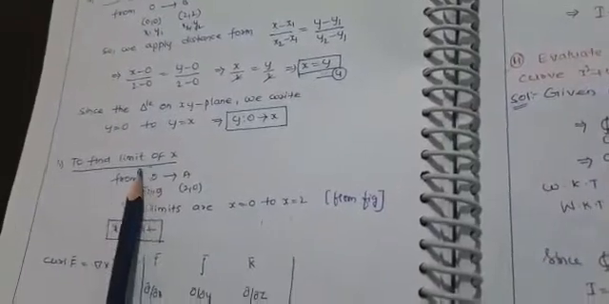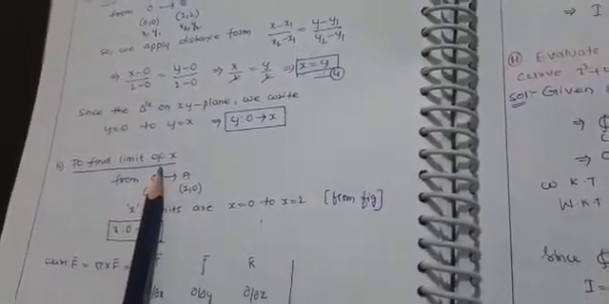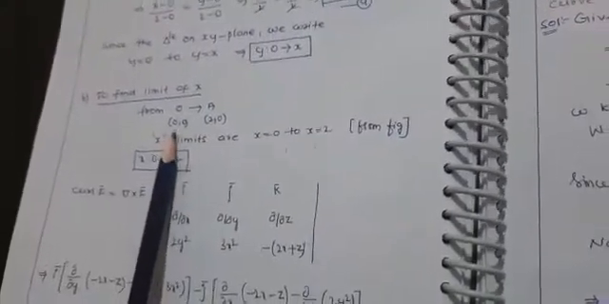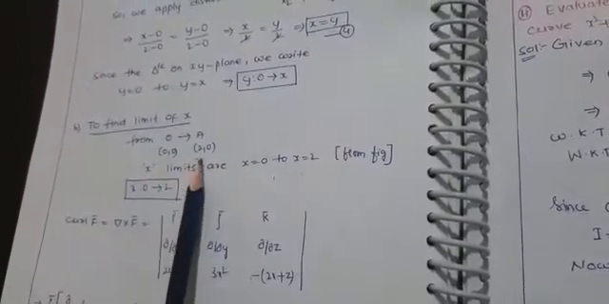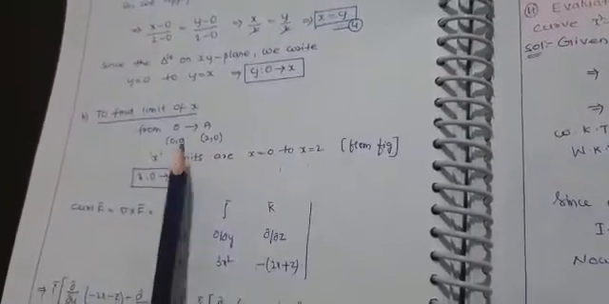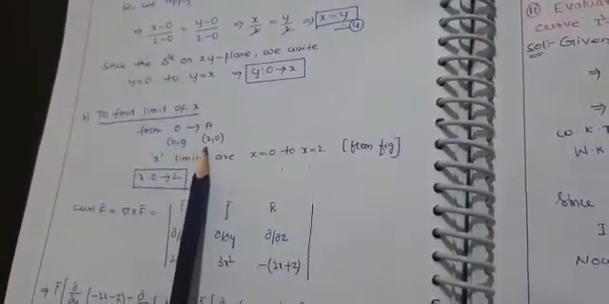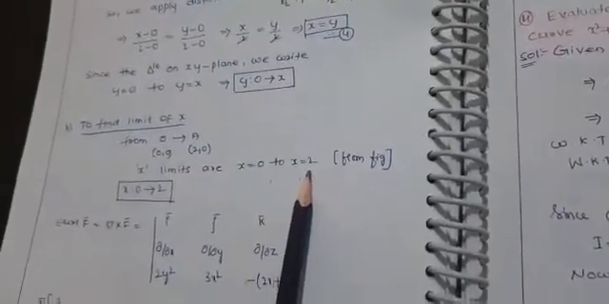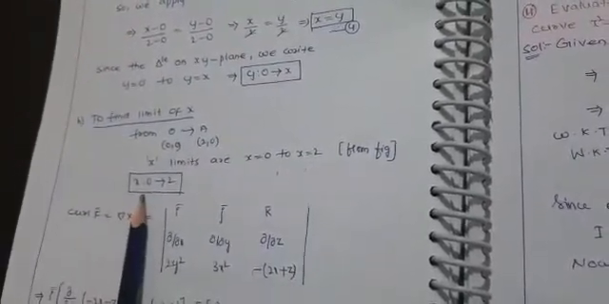To find the limit of x, we take the line O to A. So O we have taken as (0, 0), A we have taken as (2, 0). If you observe these two points, y is equal to 0 is common. We want the limits of x. X varies from 0 to 2. So directly from the points we are getting x is equal to 0 to x is equal to 2. These are converted in the form of limits.